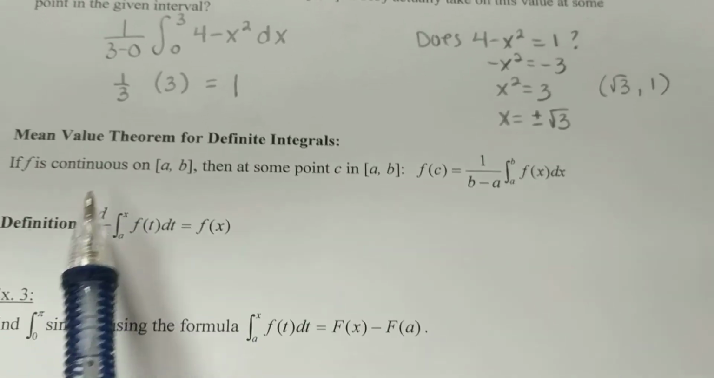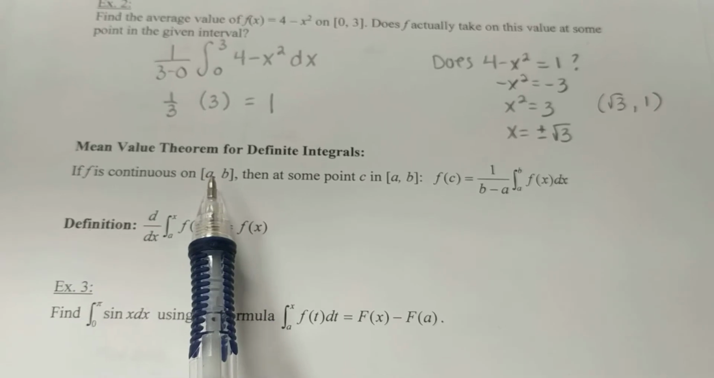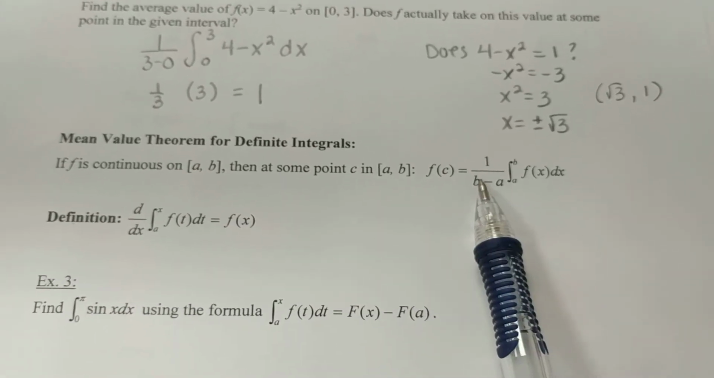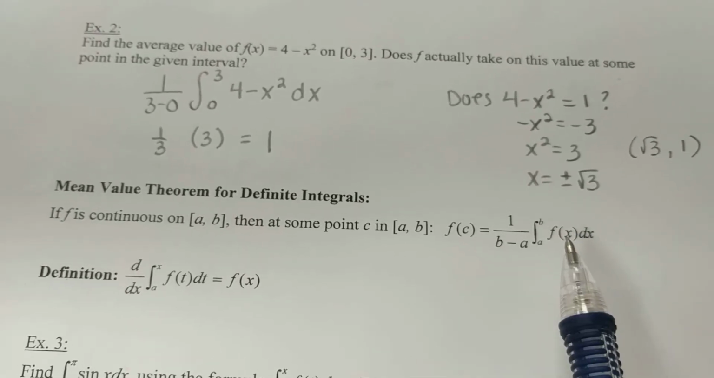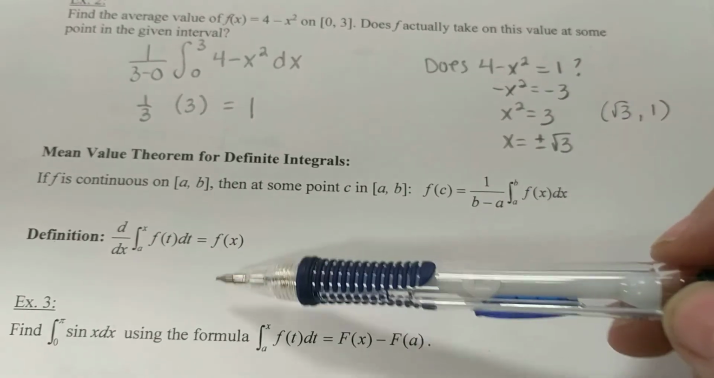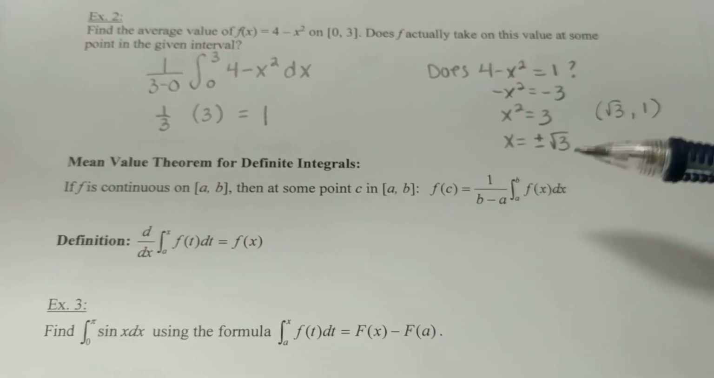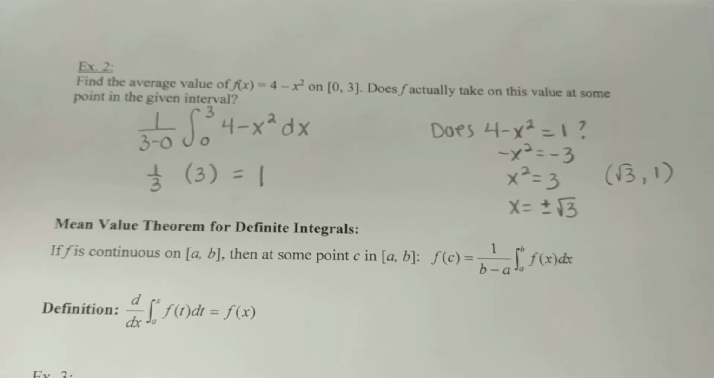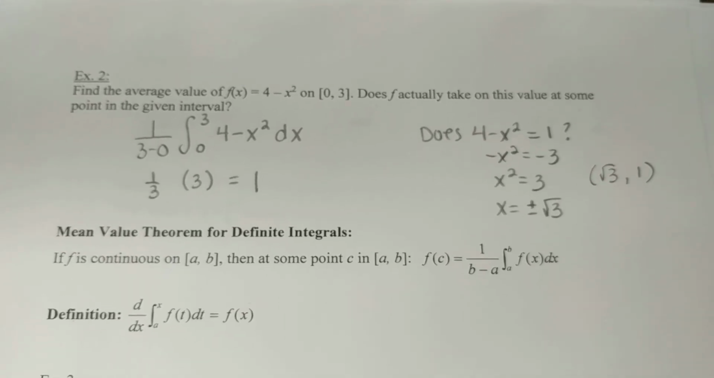So there's that mean value theorem coming into play again. It says if it's continuous on a closed interval, then that mean value theorem is going to work. I'm going to hold off on these two definitions until we get to section 4. For right now, we're going to stop with just that average value and mean value theorem for definite integrals.